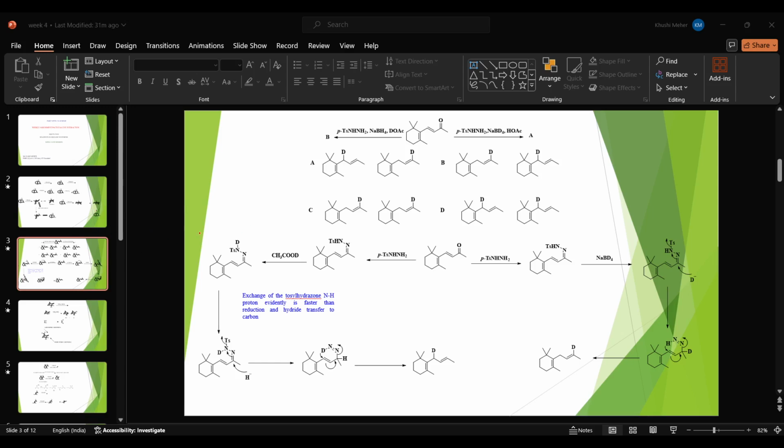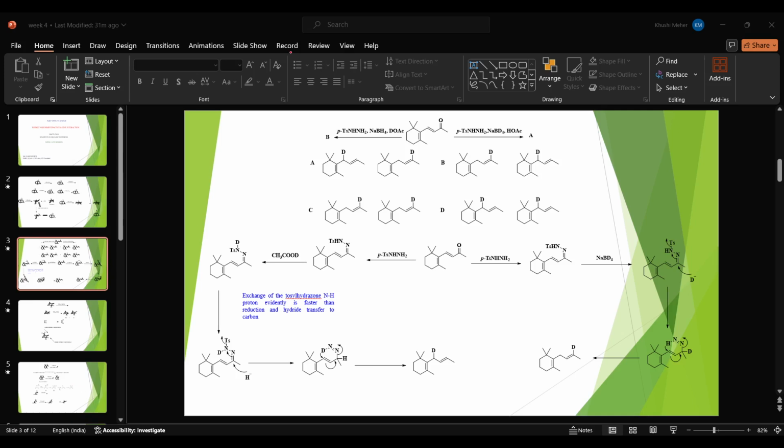Okay, so the proton exchange reaction: generally, why will the ND bond be formed as compared to the NH bond? Because the bond between nitrogen and deuterium is much stronger as compared to nitrogen-hydrogen. That's why it will always form the deuterated one, and only then will our hydride attack happen.